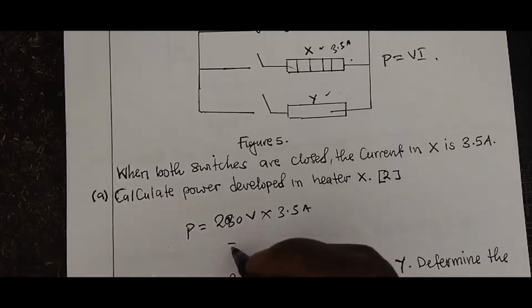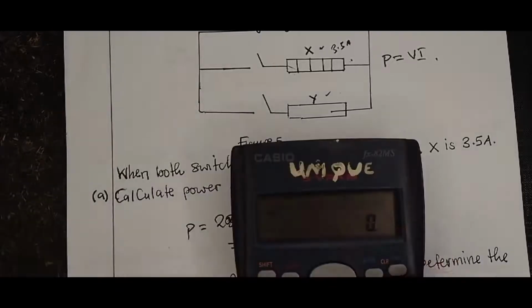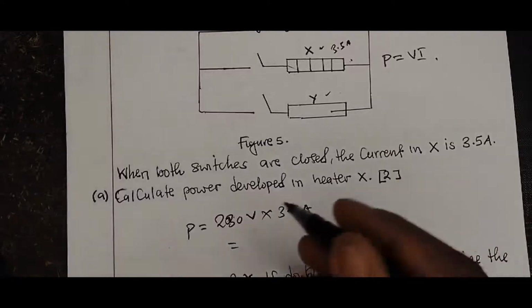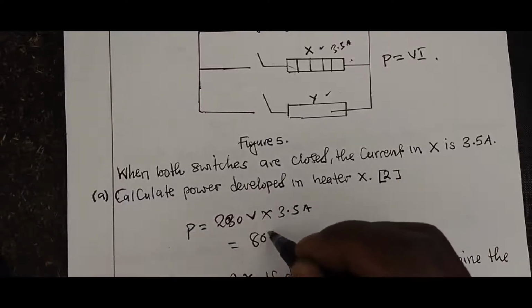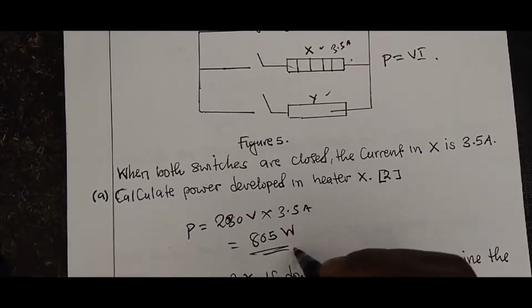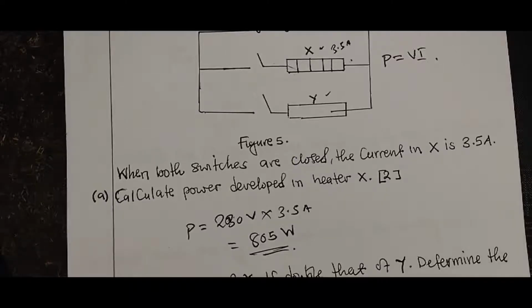3.5 amp. And if you multiply 230 multiply 3.5, you are going to find 805. Power is measured in watts, so 805 watts.